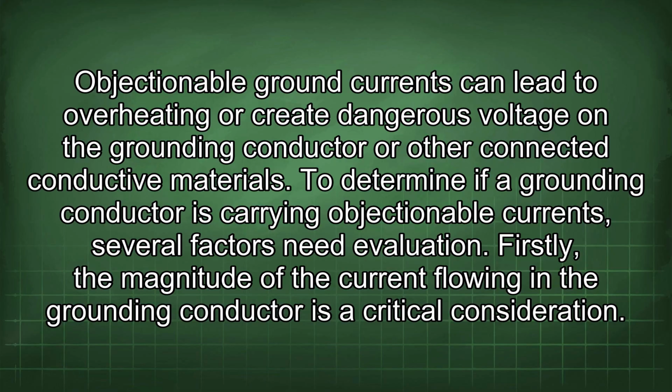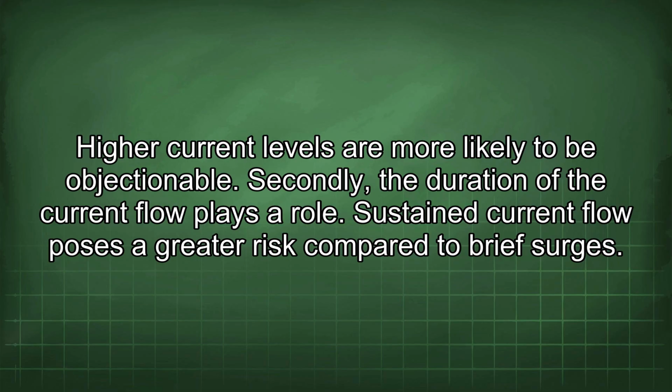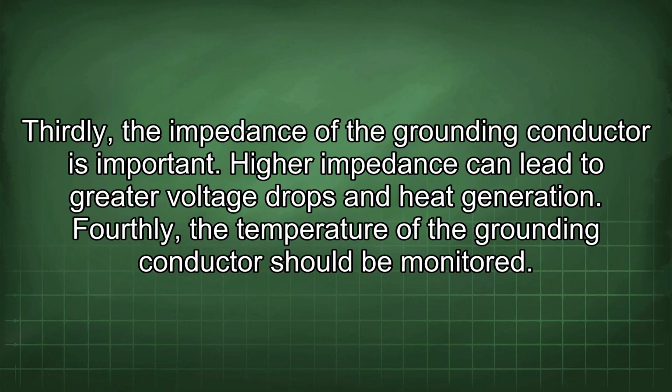To determine if a grounding conductor is carrying objectionable currents, several factors need evaluation. Firstly, the magnitude of the current flowing in the grounding conductor is a critical consideration. Higher current levels are more likely to be objectionable. Secondly, the duration of the current flow plays a role. Sustained current flow poses a greater risk compared to brief surges. Thirdly, the impedance of the grounding conductor is important. Higher impedance can lead to greater voltage drops and heat generation.